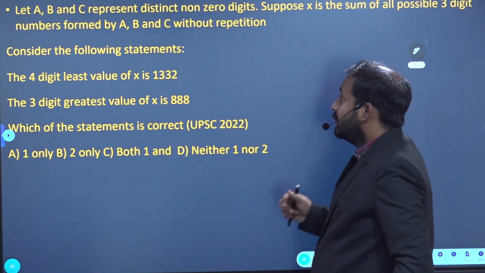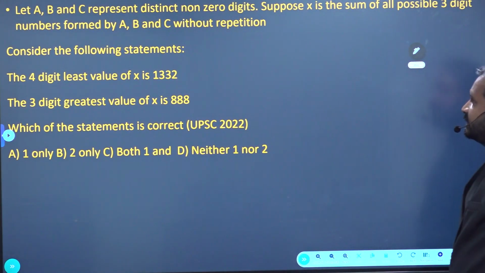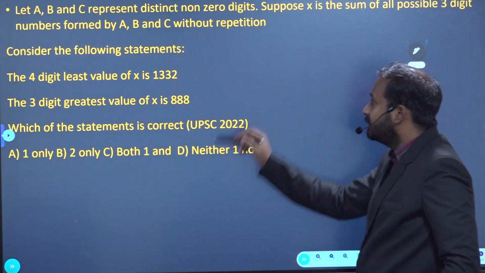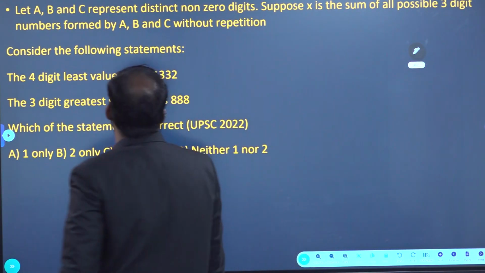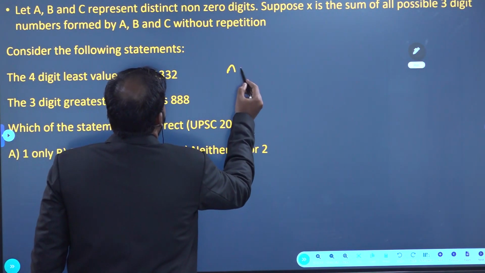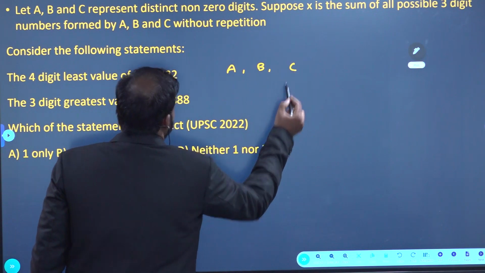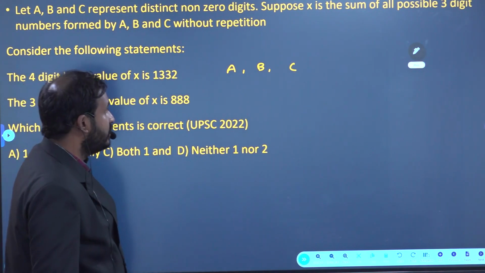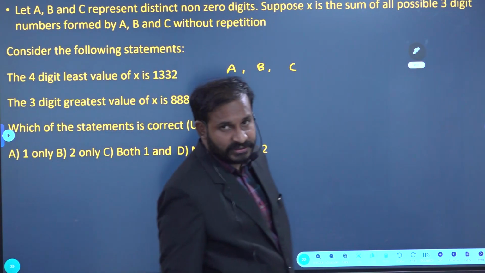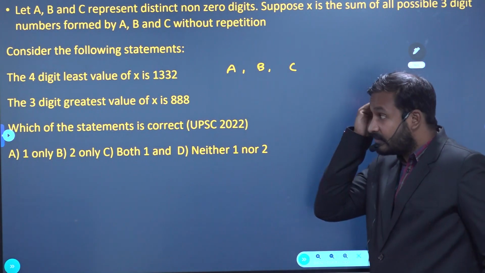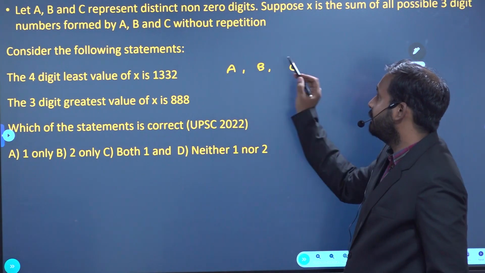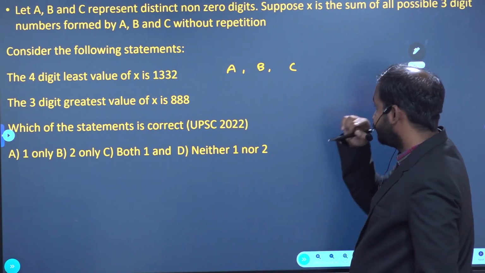Okay, next one. Let A, B and C represent distinct non-zero digits. Suppose X is the sum of all possible 3-digit numbers formed by A, B and C without repetition.